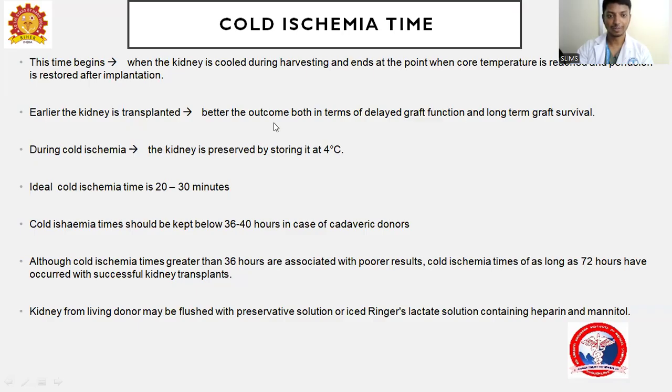During cold ischemia time, the kidney is preserved by storing it at 4 degrees Celsius. Ideal cold ischemia time is 20 to 30 minutes. Cold ischemia time should be kept below 36 to 40 hours in case of cadaveric donors. Although cold ischemia times greater than 36 hours are associated with poorer results, cold ischemia times as long as 72 hours have occurred with successful kidney transplants. Kidney from a living donor may be flushed with preservative cold solution or ice cold Ringer's lactate solution containing heparin and mannitol.